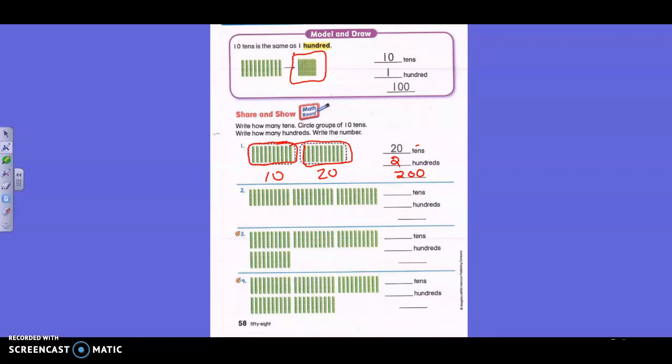Let's do number 2 now together. So the first thing we need to do, circle the groups of 10. So let's count. 1, 2, 3, 4, 5, 6, 7, 8, 9, 10. Circle it. 3, 4, 5, 6, 7, 8, 9, 10.